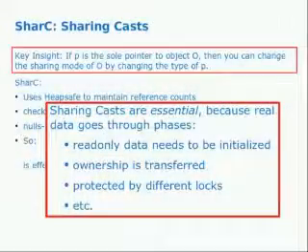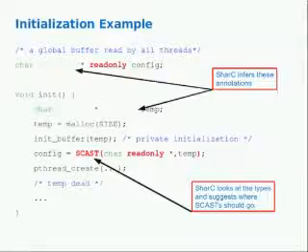So when we write something like sharing cast of temp to read only, what this actually means is that we're doing the following things atomically. We have an assertion checking that the reference count is 1. We do the assignment from temp into config, and then we null out the old pointer because it has the wrong type. I also want to mention that Sharc can infer a lot of these annotations.